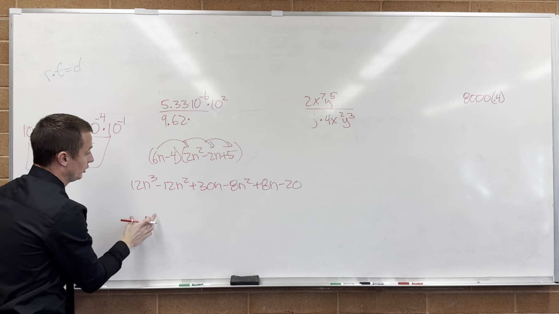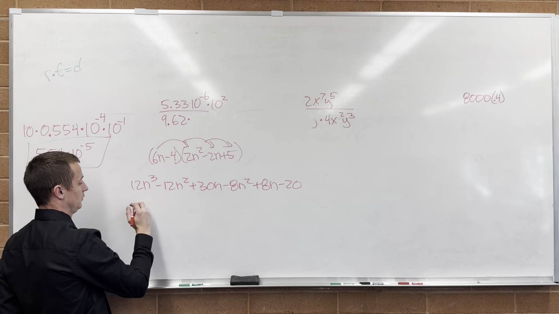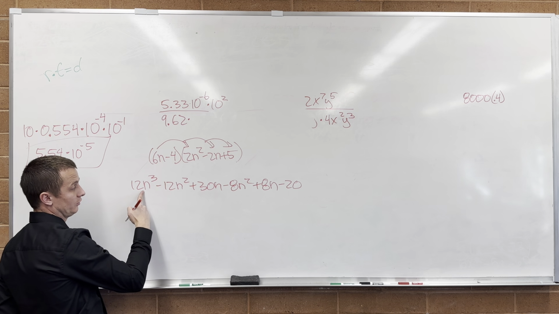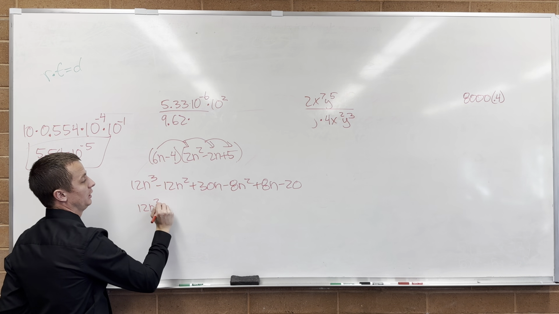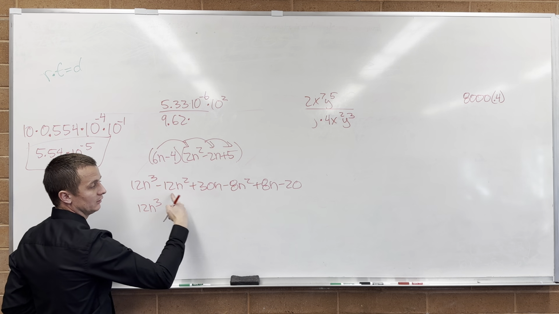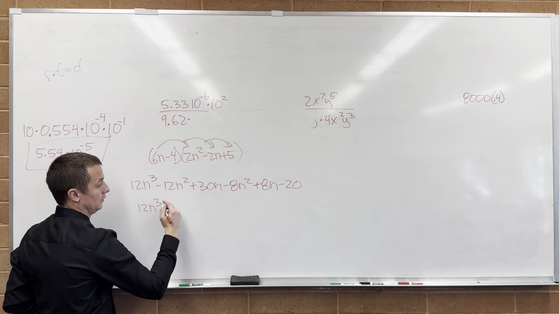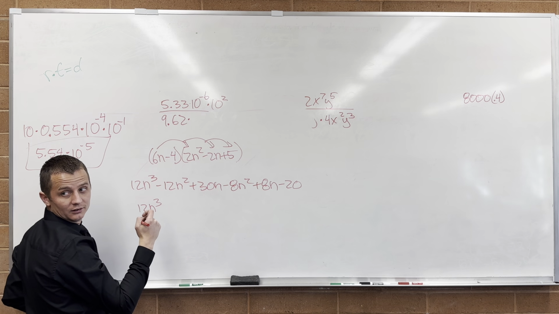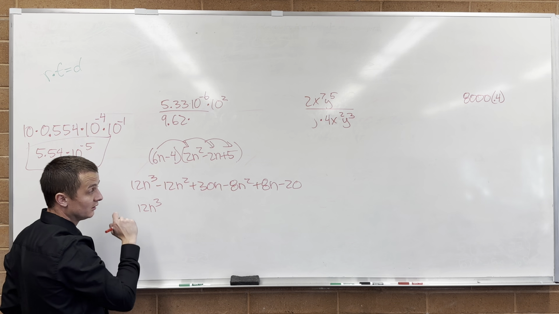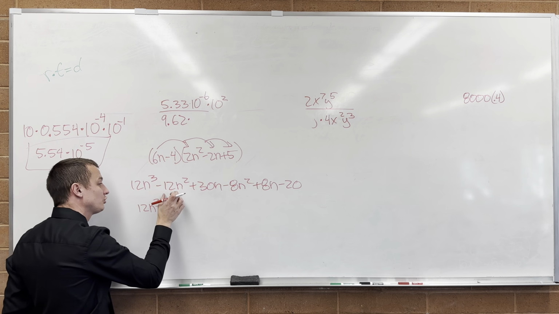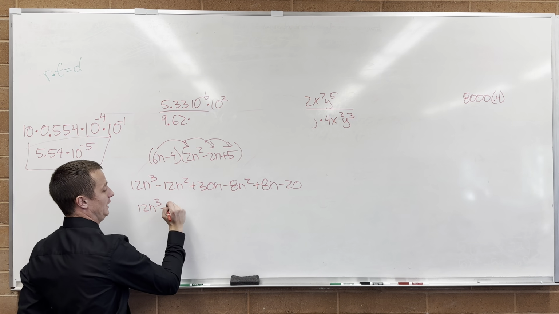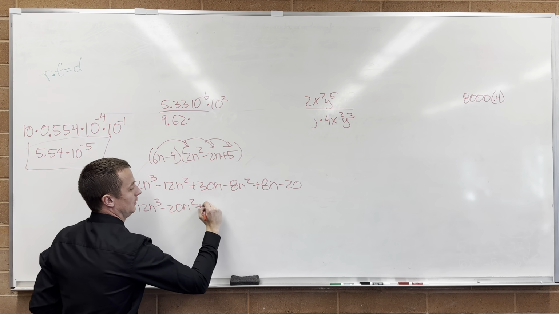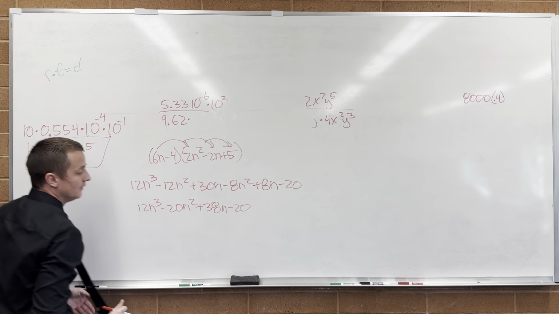Okay, now just combine like terms. How many n cubes do I have? Just 12. This is my only n cubed term. So I have 12n cubed. How many n squareds do I have? Minus 12 and minus 8 gives me... What's 12 plus 8? It's 20. Make it negative, minus 20n squared. Now we have 30n and 8n gives us 38n, and then minus 20. There we go.